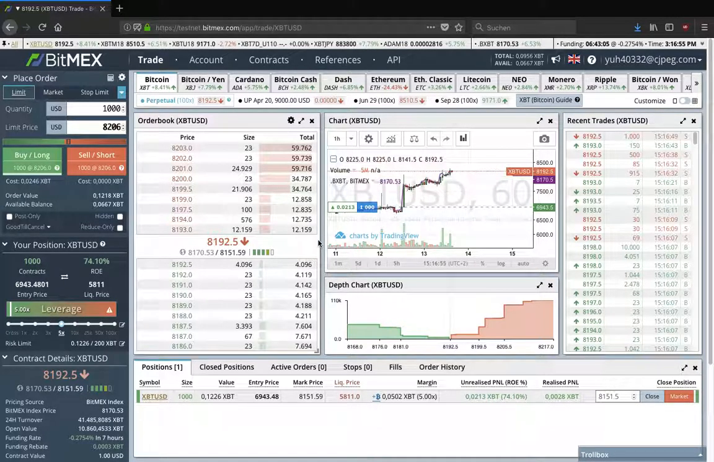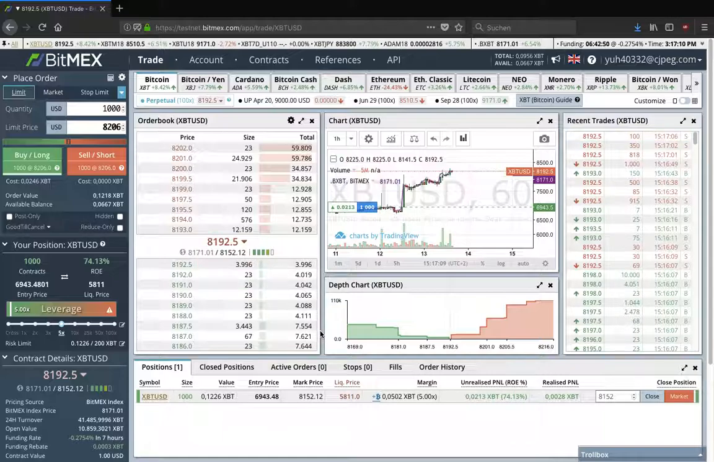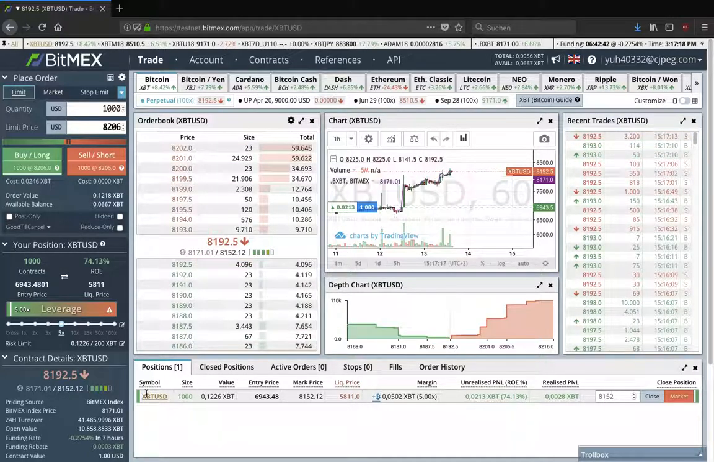Alright, welcome to my BitMex demonstration video, not live, on margin trading and how it works here. There are a couple of things you have to pay attention to. First, I'm on the testnet server on BitMex, trading on a demo account. As you can see, I have an open long position that's currently in profit.